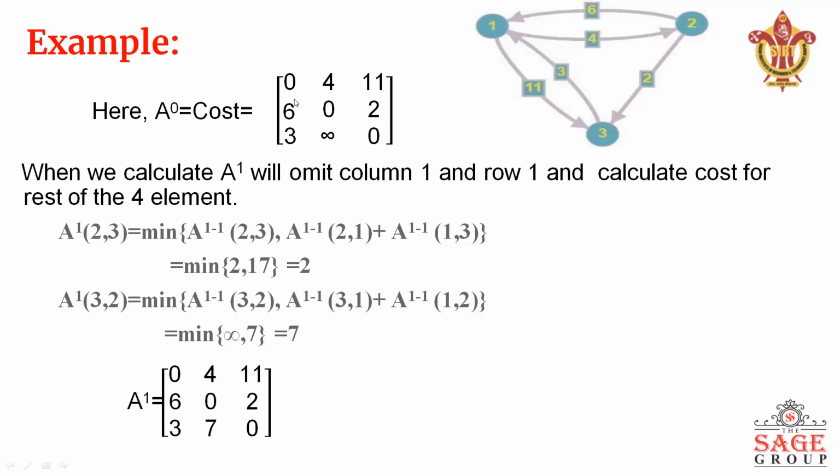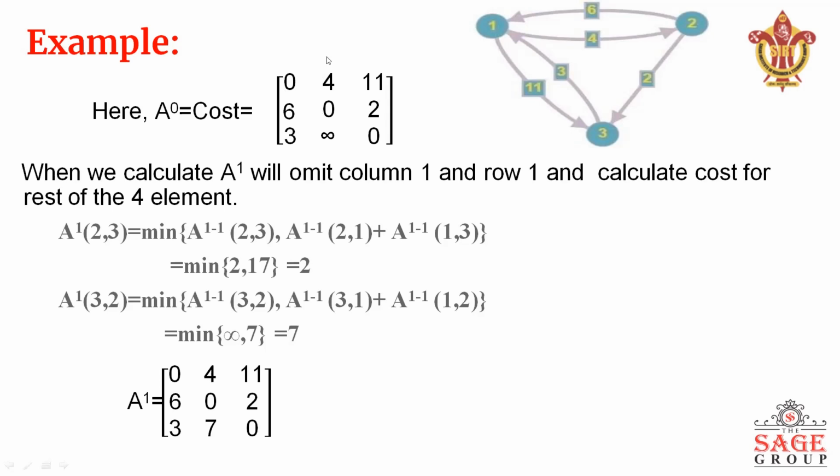So the matrix looks like this. Here we see there is no self loop, so there is 0 at the diagonal positions, and we also see there is no edge from 3 to 2. So for 3 to 2 we write infinity. So this is the initial stage of our cost matrix. Now we have to apply the algorithm to calculate the shortest path between every pair of vertices.